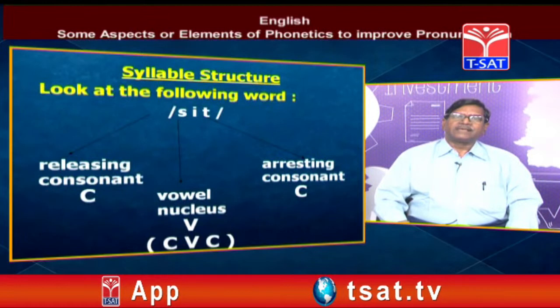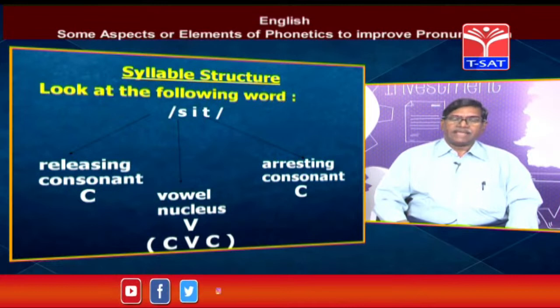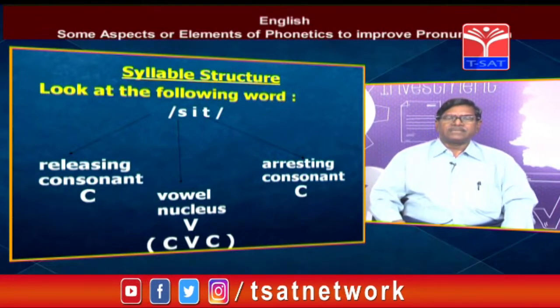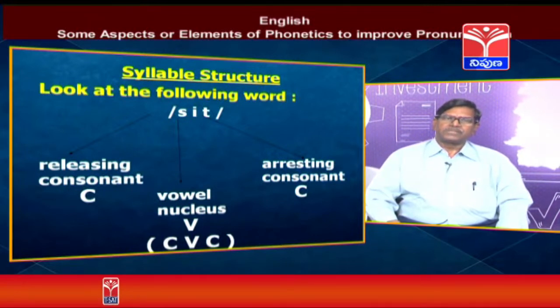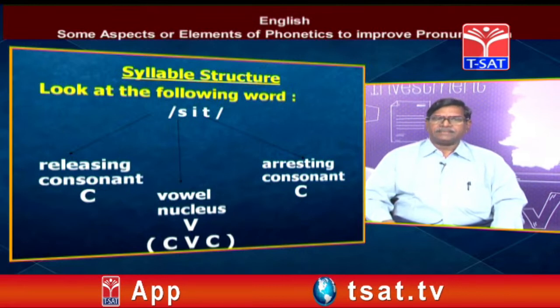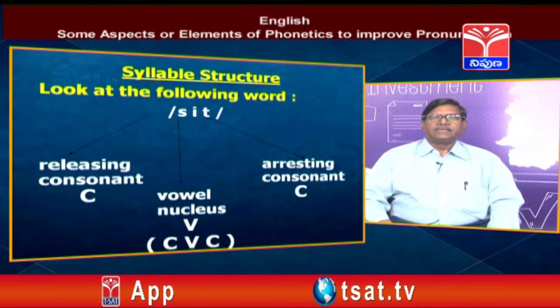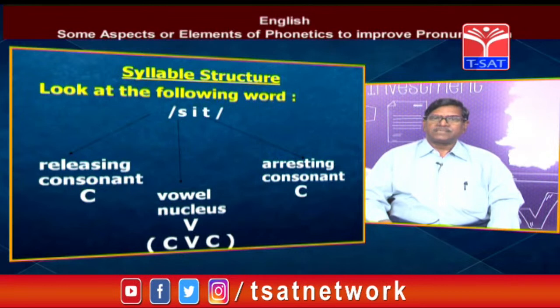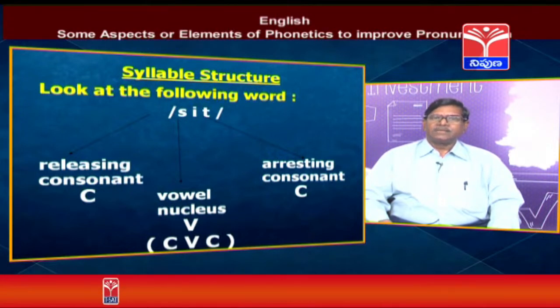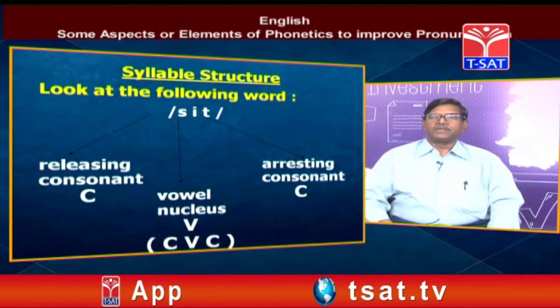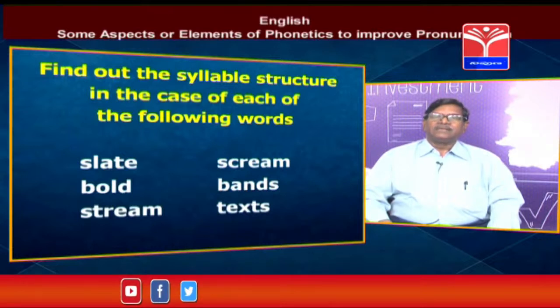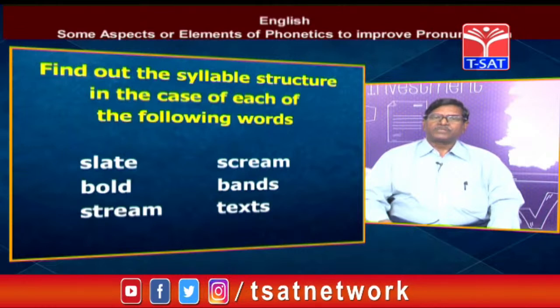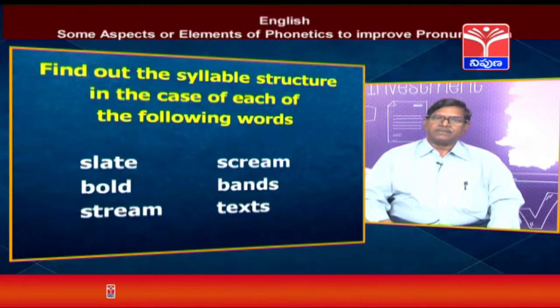See, find out the syllable structure in the case of each of the following words. Let us say slate, S, L, A, T. So, S, L, 2 consonant sounds precede the vowel sound A in the word slate, and A sound is followed by T. Likewise, scream, S, K, R. 3 consonant sounds precede the vowel sound, and these 3 we can say form a consonant cluster which precedes the vowel.